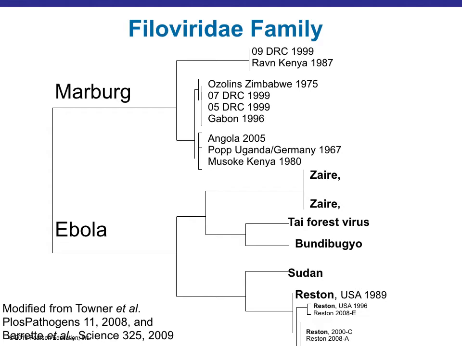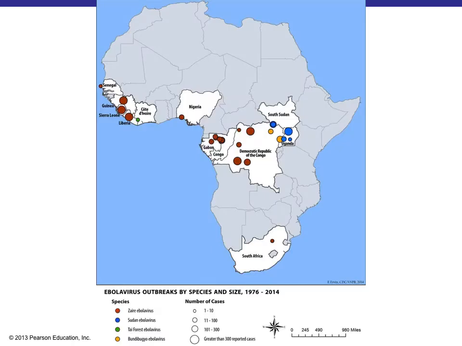So this is a phylogram showing the genetic relatedness between the different strains of Ebola virus at the bottom and Marburg virus at the top. So you can see there are a few different ones among the Ebola viruses. So strain Zaire, Sudan, Reston, and so on. And this slide shows the outbreaks by species and size since 1976.